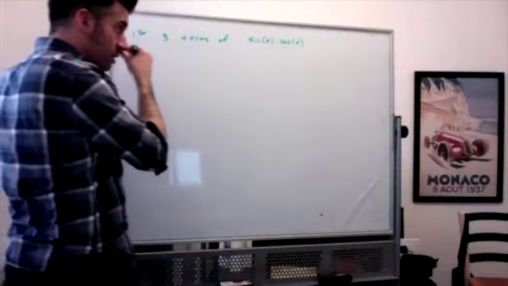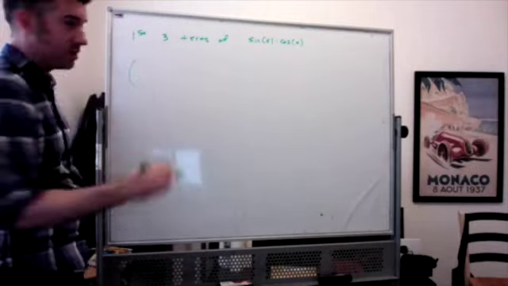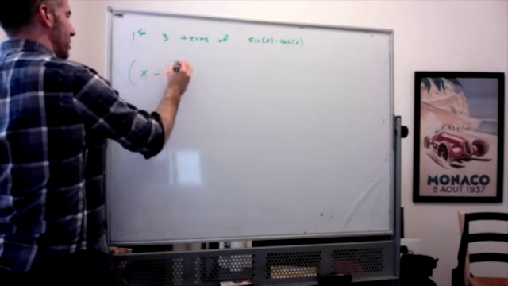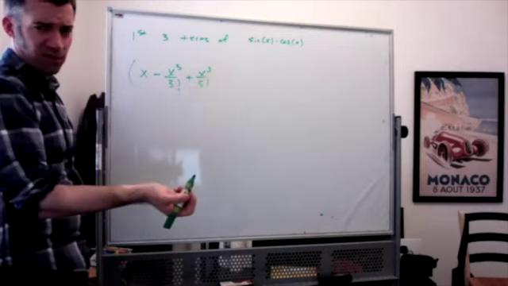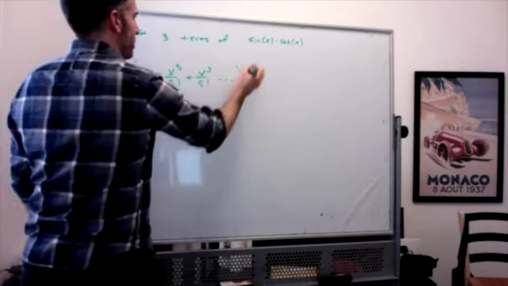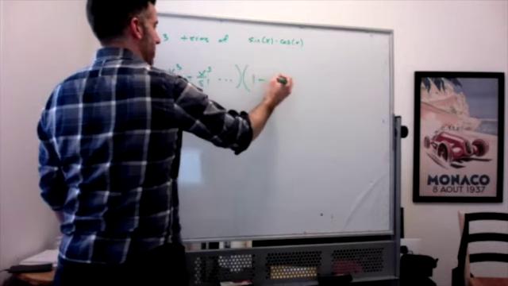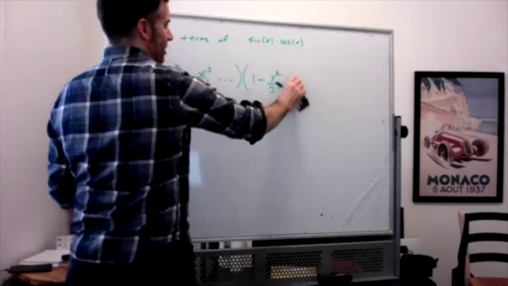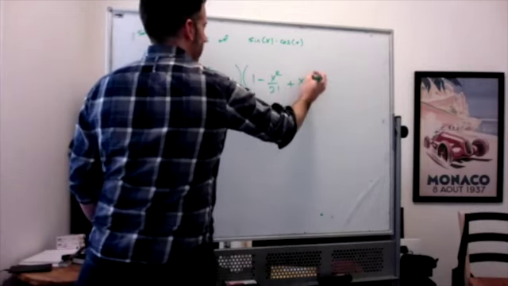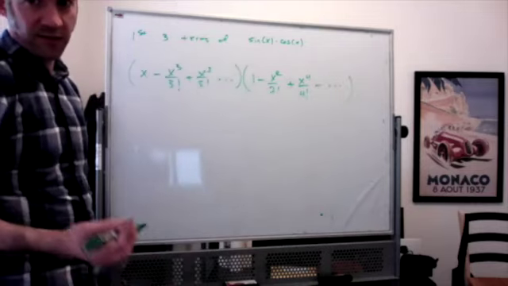So let's look at sine of x times cosine of x. Really what we're going to do is just write them out. Sine is the odd powers: x to the first minus x cubed over 3 factorial plus x to the fifth over 5 factorial. That's probably all I really need. Times cosine, which is all the even powers: x to the 0th minus x to the second over 2 factorial plus x to the 4th over 4 factorial. And again, that's probably enough to get the first three non-zero terms.